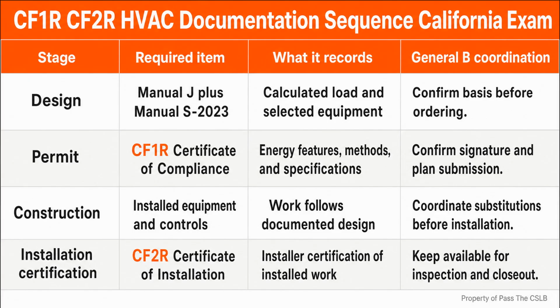The memory line is load, machine, path, papers. Manual J establishes the load. Manual S selects the machine. Manual D addresses the air path. The CF1R and CF2R carry the compliance record from design into installation. Around all of it sits the General B boundary. Coordinate the work, verify the chain, and do not cross into specialty, design, or performance that the license and qualifications do not support.